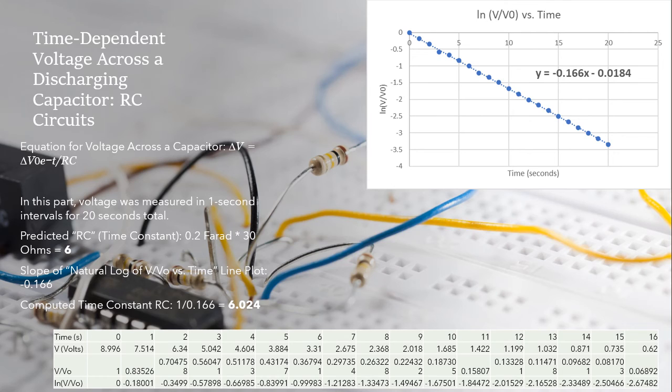each voltage measurement by the original, and took the natural log of the ratios of the current voltages divided by the original voltage, and ended up with a straight line with a negative slope of 0.166. The predicted RC, aka time constant, was just the prescribed 0.2 farad capacitor times 30 ohm resistor, which resulted in a time constant of 6. And to get the computed time constant RC, you just had to divide 1 by 0.166, aka the slope, to get a time constant of 6.024, which closely matches the predicted measurement.